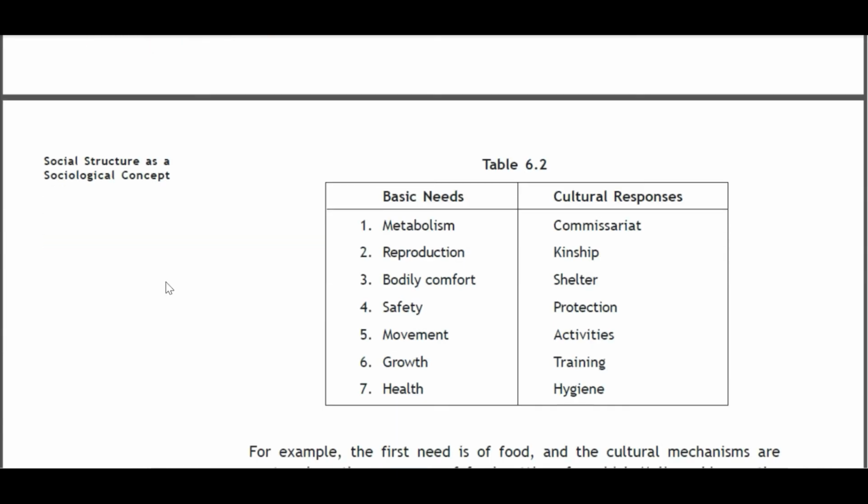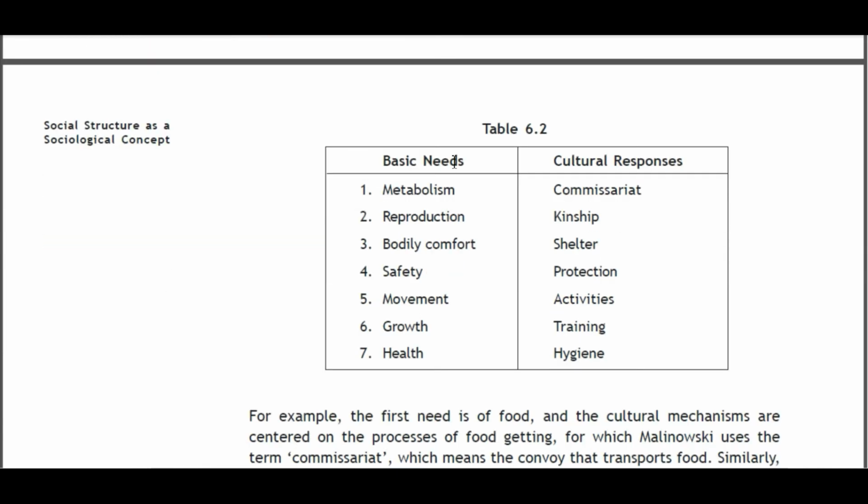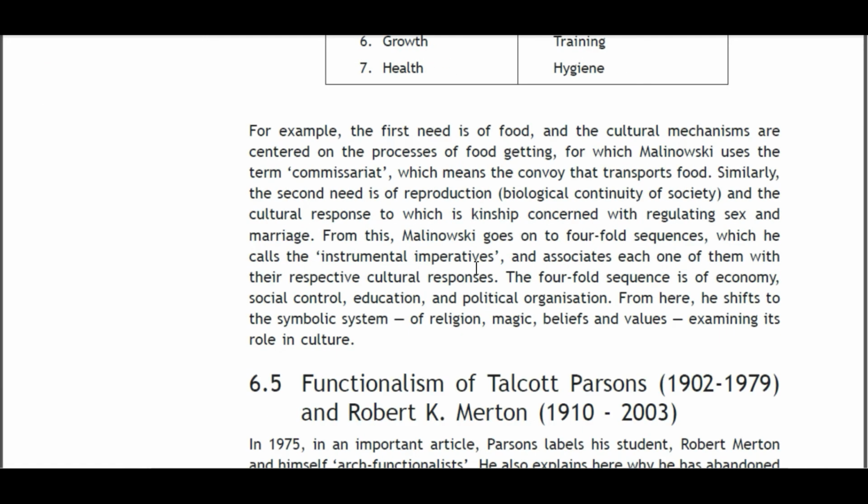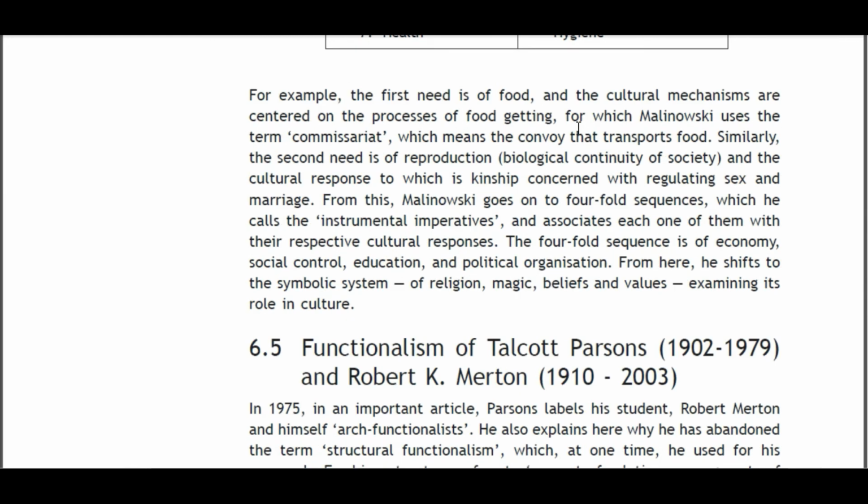responses. So what are these 7 biological needs? Basic needs: metabolism, cultural response, commissariat; reproduction, kinship; bodily comfort, shelter; safety, protection; movement, activities; growth, training; health, hygiene. So for example, the first need is of food, and the cultural mechanisms are centered on the processing of food getting, for which Malinowski uses the term commissariat, which means the convoy that transports food.